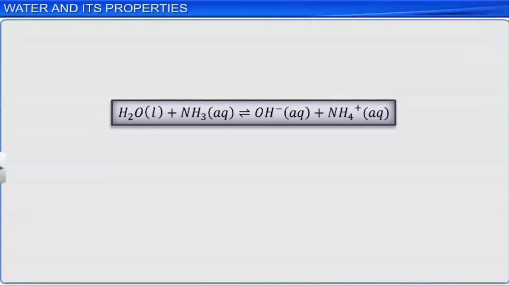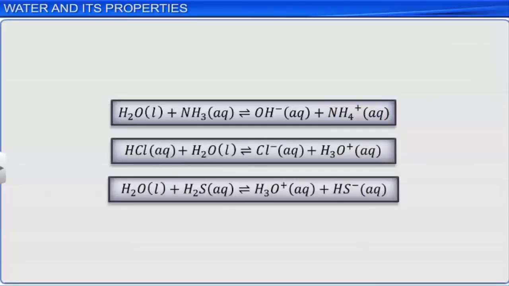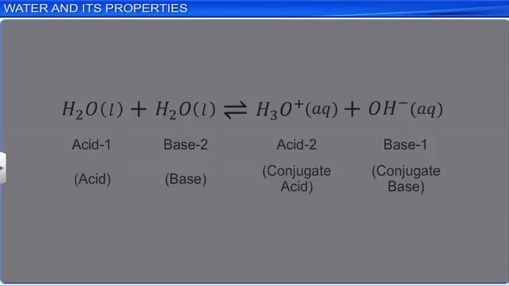For example, in the reaction with ammonia, water acts as an acid by giving H+ ion and forming NH4+ ion. In the reactions with hydrogen chloride and hydrogen sulfide, water behaves as a base by accepting H+ ions and forming H3O+ ions.